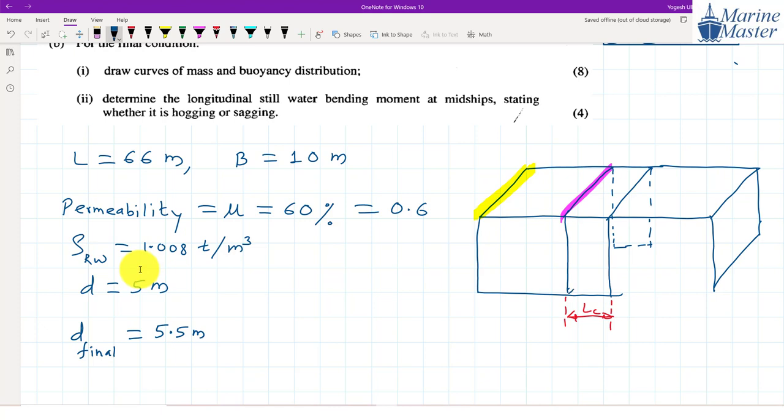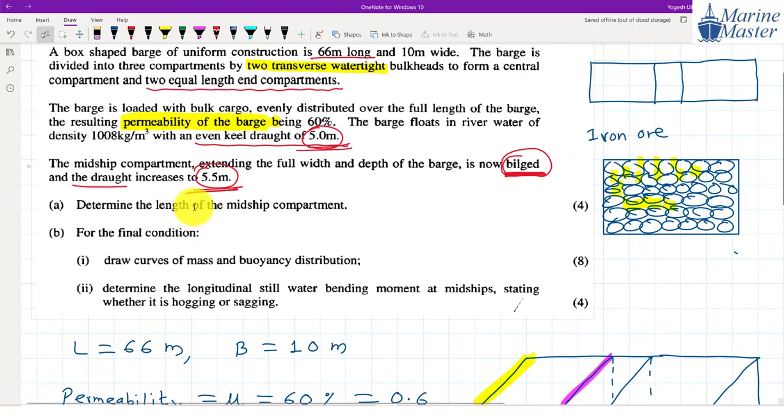Very simple discussion we are doing guys. Does anyone have any doubt in this discussion? Tell me. Okay. So our target in part A, what we have to find out? The length of the midship compartment. What is our target guys? The length of the midship compartment.